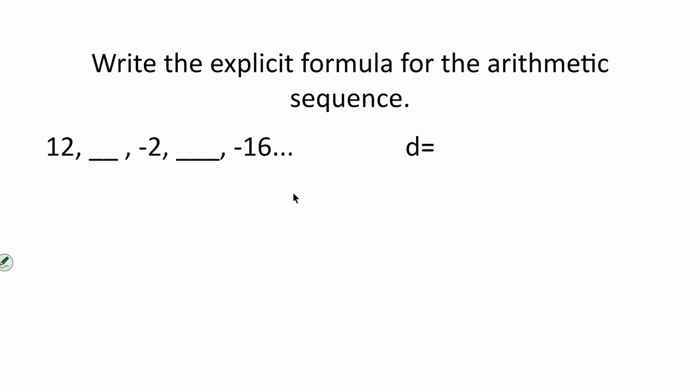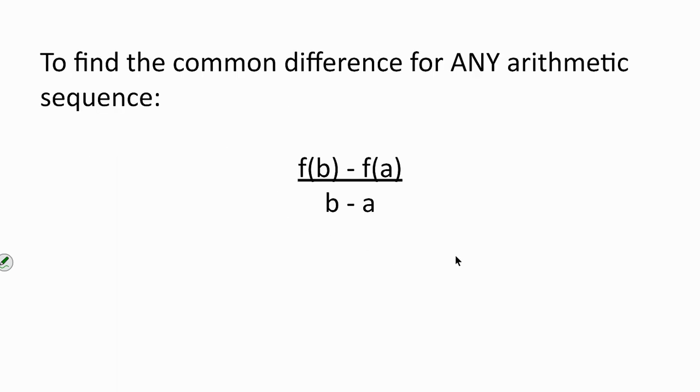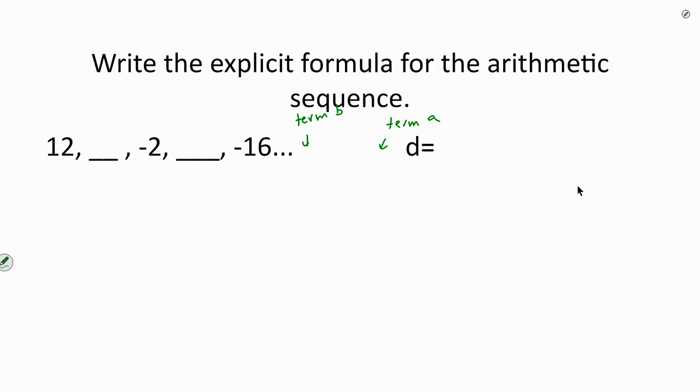But luckily, we have a formula. Here's the formula we're going to be using, and we can use this to find the common difference for any arithmetic sequence. This works for any of them. So let me review what this looks like. We have f of b minus f of a, over b minus a. Here's what this is referring to. f of b is term b, f of a is term a, and then these are just the numbers, b minus a. Now this looks really complicated, and maybe my explanation wasn't the best, but let me show you what I mean going back to that problem.